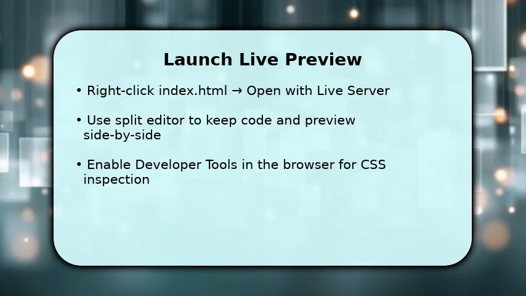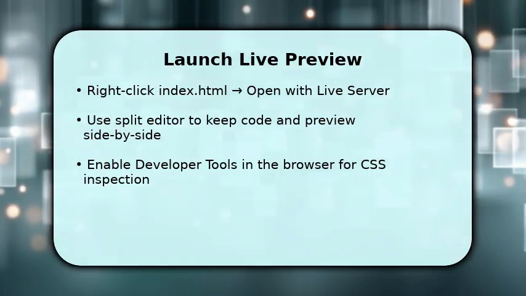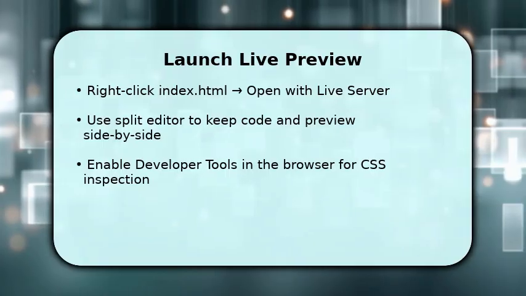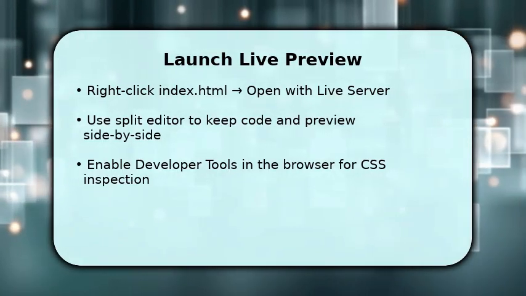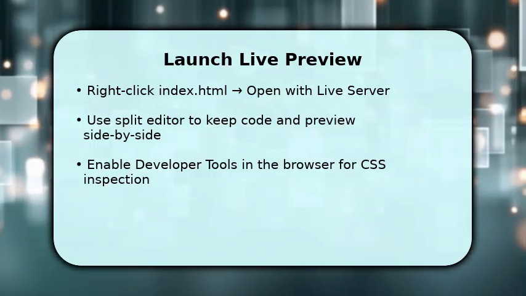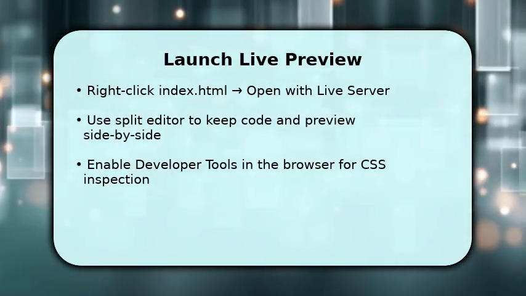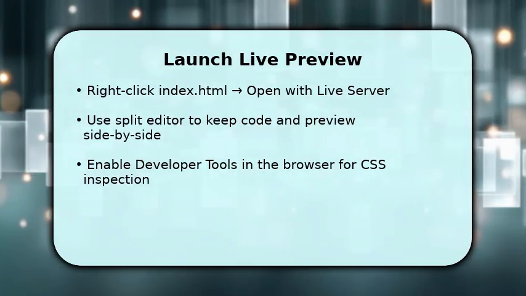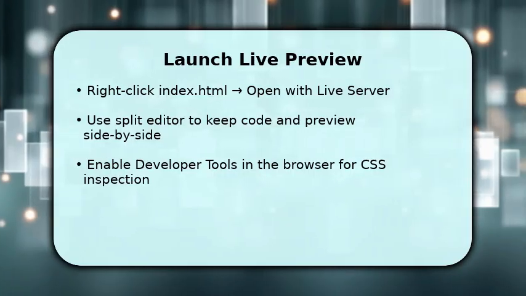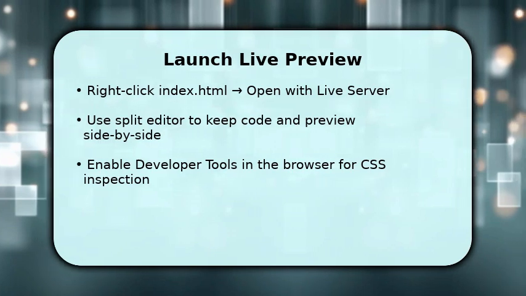Now you'll launch the preview and arrange your workspace. Right-click index.html and choose Open with Live Server. The page opens in your default browser. Make sure to split your editor or use a second monitor so you see code and preview simultaneously, which speeds adjustments. Then open the browser's developer tools to inspect elements and view computed styles. That helps you understand which selector applies and why a rule may be overridden, saving guesswork during styling.